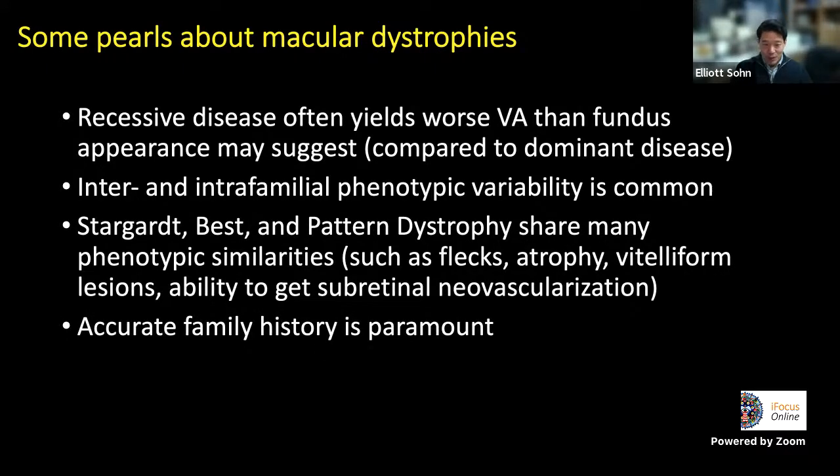Definitely family history is very important. I can't stress it enough when you're trying to determine what kind of macular dystrophy a patient might have. And as we've discussed briefly too, Stargardt disease is recessive as opposed to Best's disease and pattern dystrophy, which are both autosomal dominant. So just right there, if you establish the family history before you even examine them, you may have some idea what you might be looking for.